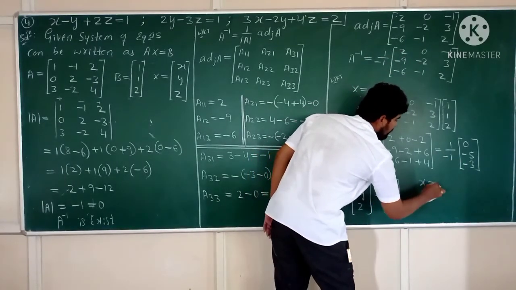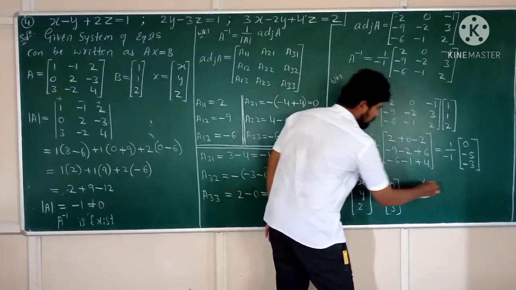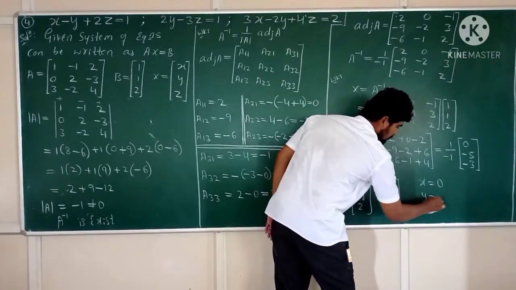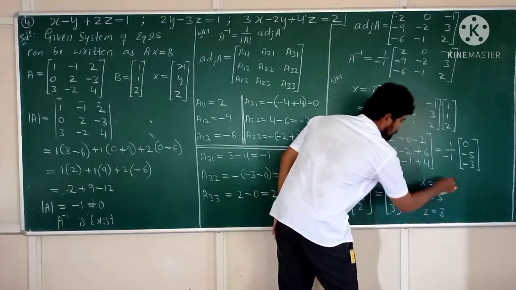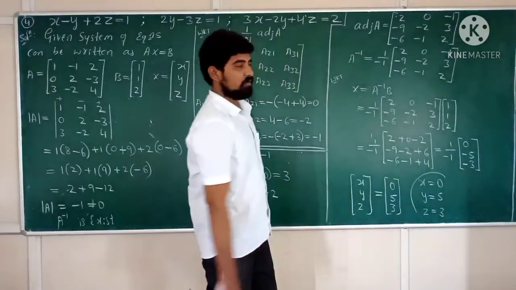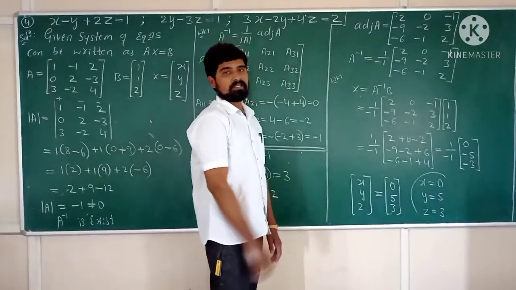Hence, the required values are x is equal to 0, y is equal to 5, and z is equal to 3. I hope all of you understood. If possible, take a note.